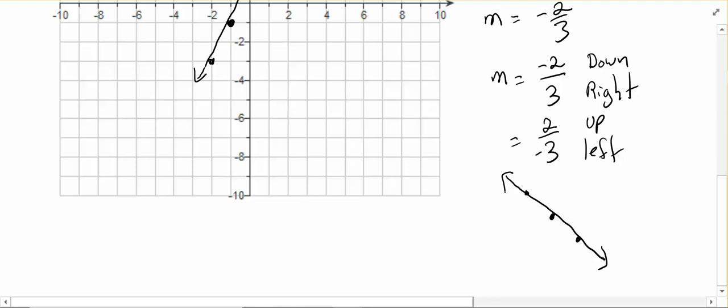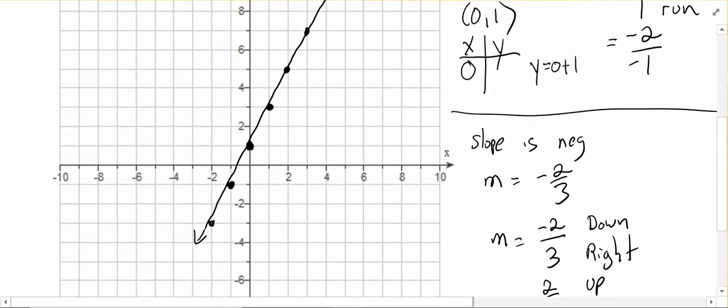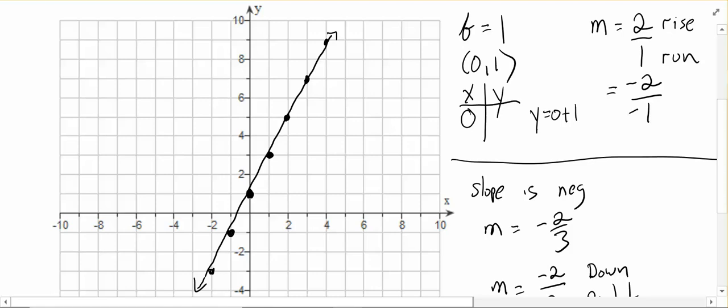A negative slope is always going to be decreasing. As you go left to right, you go downhill. Whereas the positive slope that we had over here is increasing. That's a good thing to remember in general about slope, is that a positive slope means you're increasing. A negative slope means you're decreasing. Keep that in mind because it's a good quick check anytime that you're graphing to make sure you have the right basic idea.